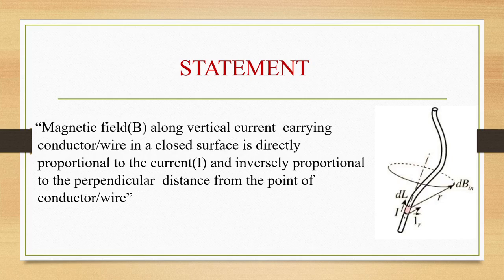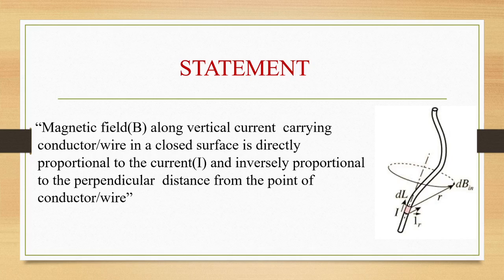So the statement of Biot-Savart's law is that the magnetic field intensity, let us denote it by dH, produced at point P by a differential current element I dL is proportional to the product of I dL and the sine of the angle between the element and the line joining P to the element, and inversely proportional to the square of the distance between P and the element. dH is proportional to I dL sine alpha by R square, and its units are ampere turn per meter. The constant of proportionality is 1 by 4 pi.